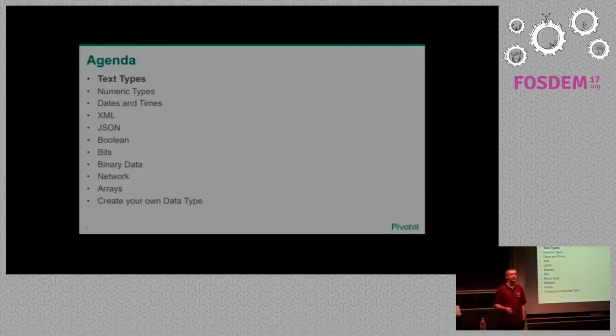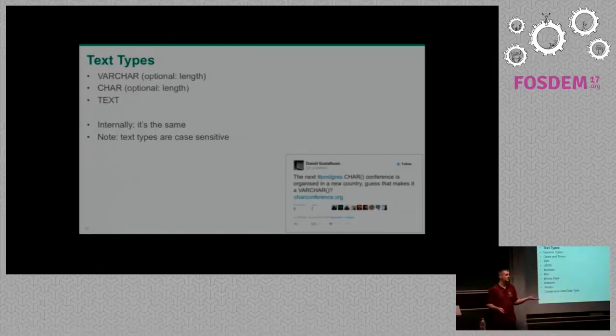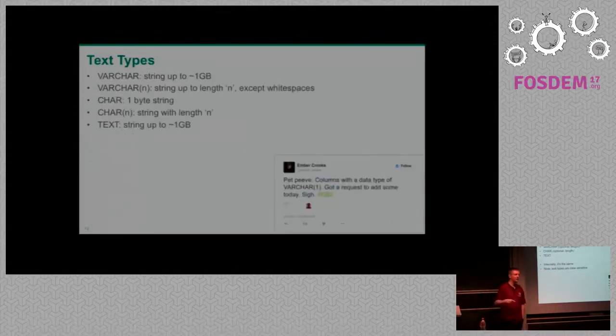How many do we have? Any idea? 2, which is? Well, in the end, we have varchar, we have char, we have text, but internally they are all the same. It's one data type internally. It's just external representation. And by the way, unlike some other databases, all text types in Postgres are case sensitive. So if you do a like and you want to have a case insensitive comparison, you need to use ILIKE, not LIKE.